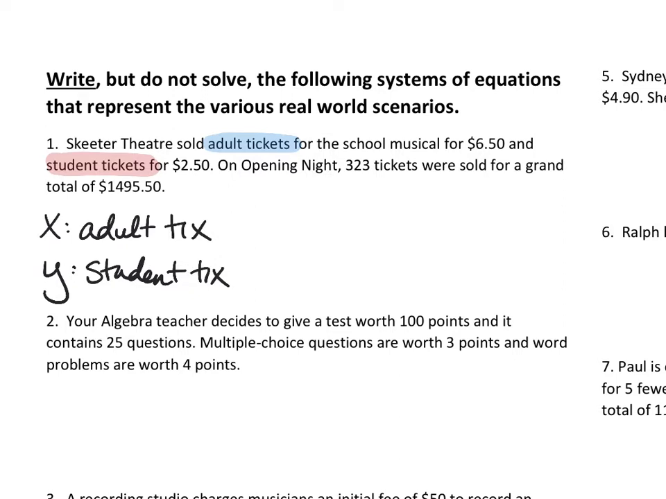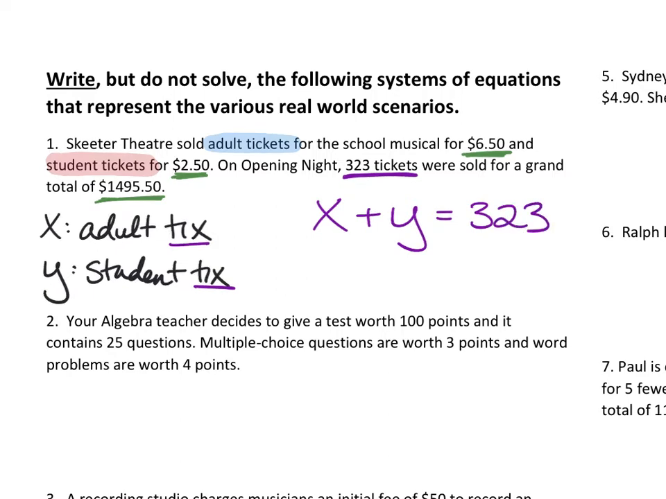Okay, now let's organize our information. The other numbers I see in this problem, you have a dollar amount, a dollar amount, and a dollar amount. Those might go together. The other thing we have is a total number of tickets. Now remember, we are talking about tickets for X and Y. So if I total or add up my tickets, it should be 323. I've just organized this information based on their labels of tickets into an equation that says if I total the tickets, I'm going to have 323.